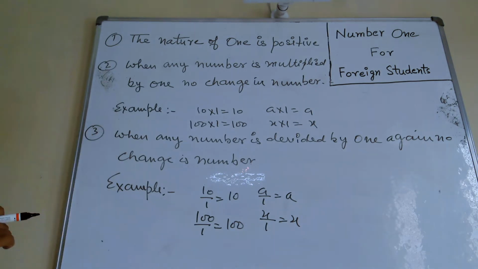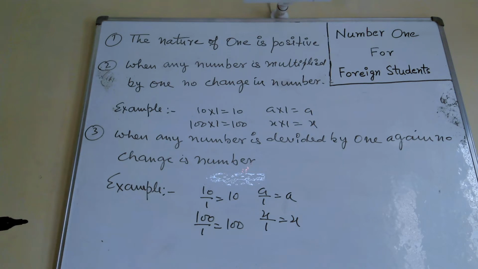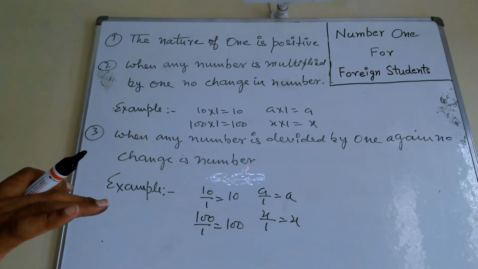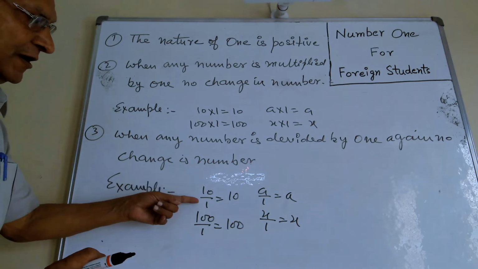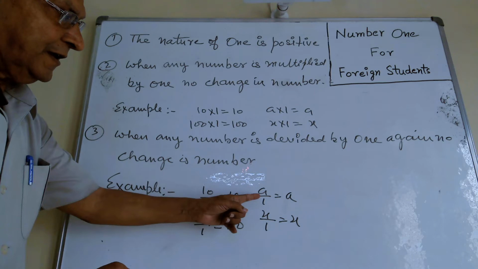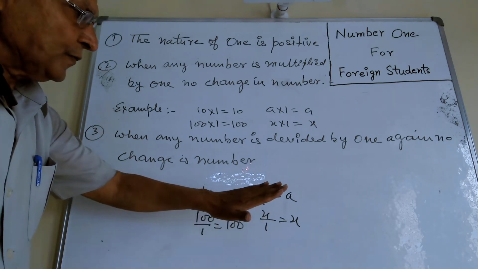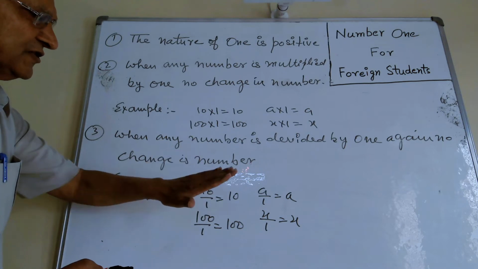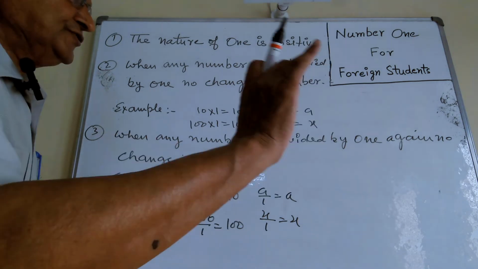Third property: when any number is divided by 1, again there is no change in the number. You see in the examples, 10 divided by 1 is 10. 100 divided by 1 is 100. A divided by 1 is A. You have seen all the numbers and variables, if divided by 1, will remain the same.